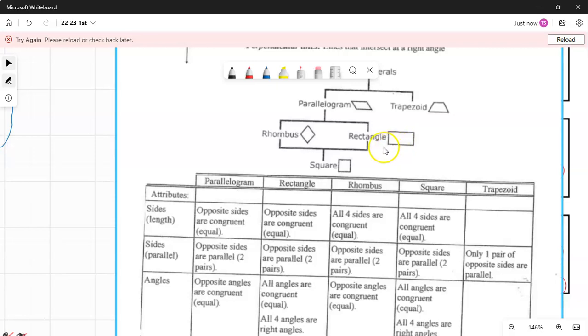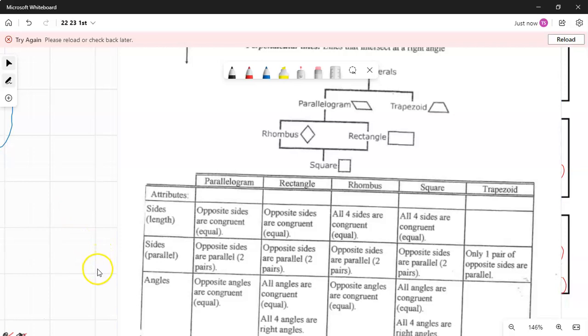And a square is also considered a rhombus, because a rhombus is a quadrilateral with equal length sides. So a square is a rhombus too, or rhombi, okay, because all sides are the same length. The only difference is a square has the perpendicular lines, or the right angles, four right angles. So that's kind of the basis of that.